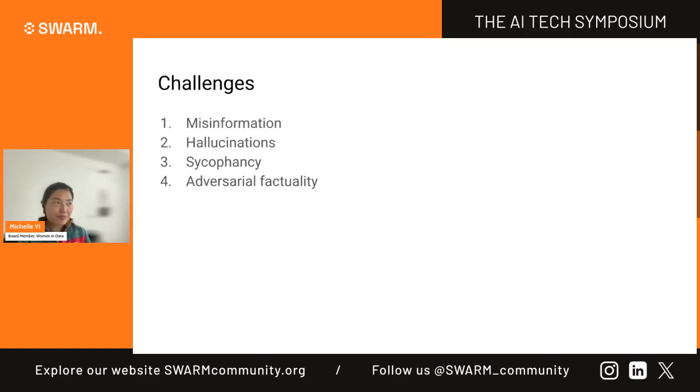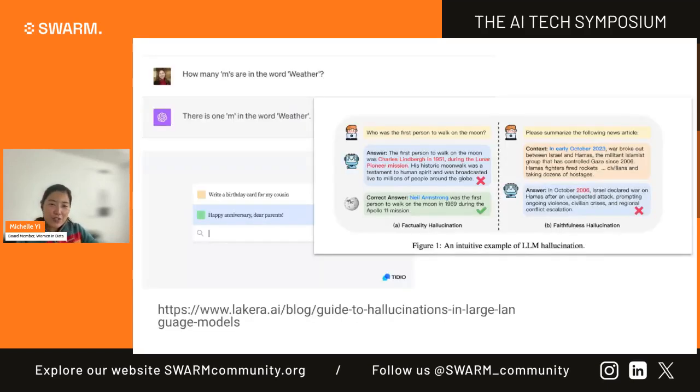So for the first one, I think this is a great example of misinformation or different types of hallucinations, right? And one thing we know that, for example, generative models are really bad at is counting the letters in a word, right? And so if you ask how many M's are in the word weather, there's no M, of course, we know the answer as humans, but it's easy for the model to come up with a completely incorrect answer. I think the cousin one was kind of funny also. It's like, write a birthday card for my cousin, and then it says happy anniversary.